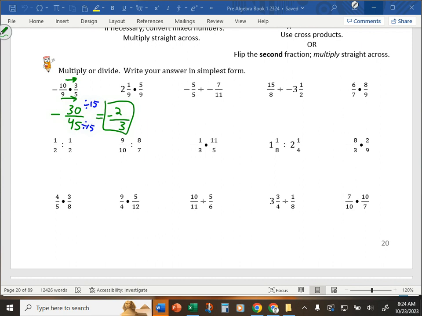Right? Let's do another multiplication one. Let's do this one here. Let's all do it together. 9/4 times 5/12. Make sure you simplify when you are done.